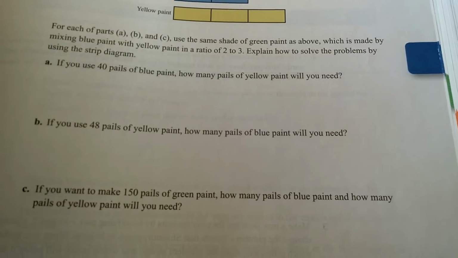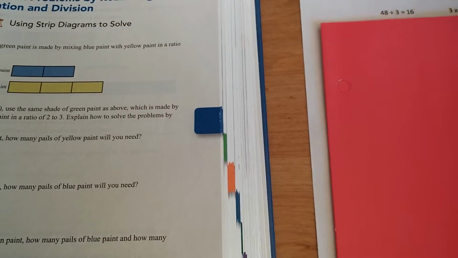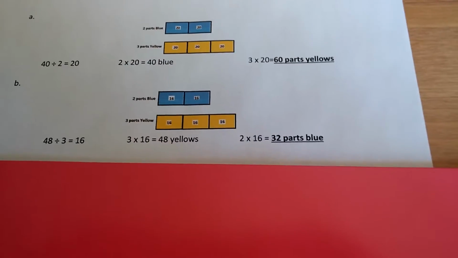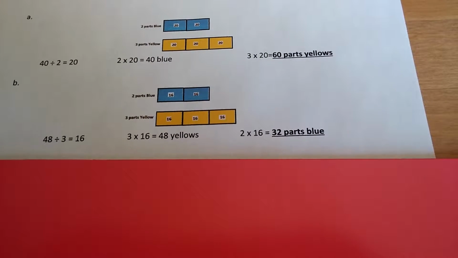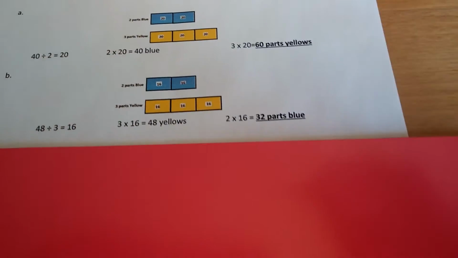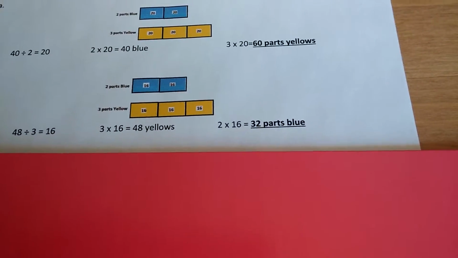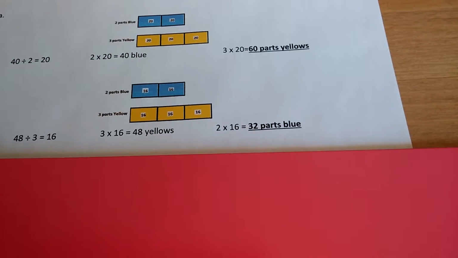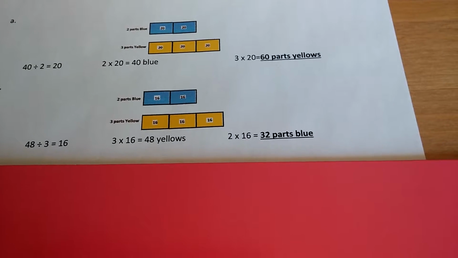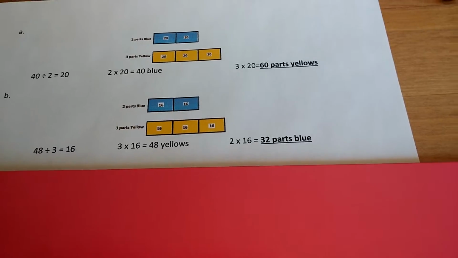If you use 48 pails of yellow paint, how many pails of blue paint will you need? So I did the strip diagram again, and the first thing I did was divide 48 by 3, which equals 16. And you can see now each box has 16 in it, and you can easily multiply. 3 times 16 equals 48 yellows, and 2 times 16 equals 32 parts blue, which is our answer, 32 parts blue.